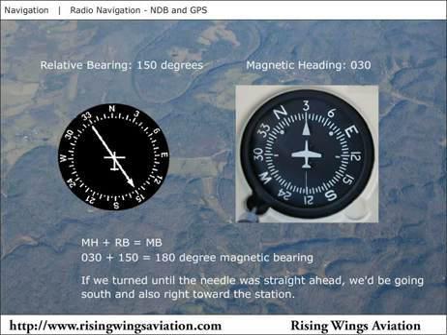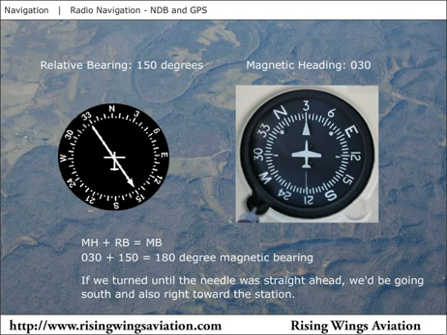Adding or subtracting 180 degrees from the magnetic bearing to the NDB gives the magnetic bearing from the station. In our example, 180 plus 180 gives us 360 degrees from the station. This means the airplane is north of the station.